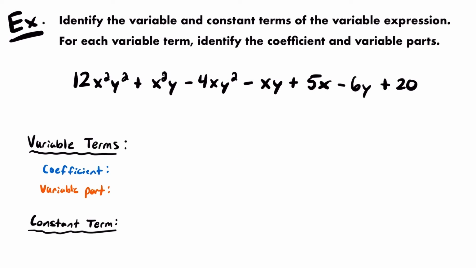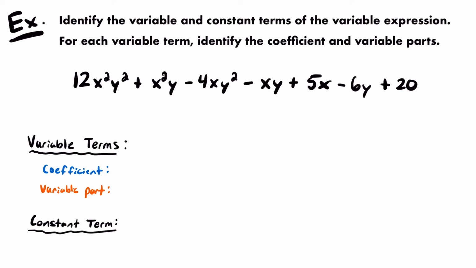Okay, so for our last example, one more time we want to identify the variable and constant terms of the variable expression, and for each variable term we want to identify the coefficient and variable parts. And we have a very big variable expression this time. It is 12x squared y squared plus x squared y minus 4xy squared minus xy plus 5x minus 6y plus 20. And so counting the terms of this variable expression, we have 1, 2, 3, 4, 5, 6, 7.